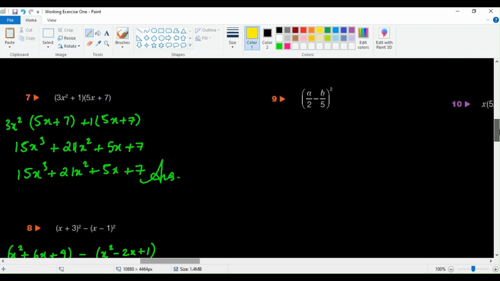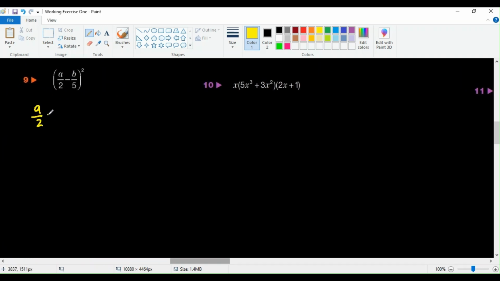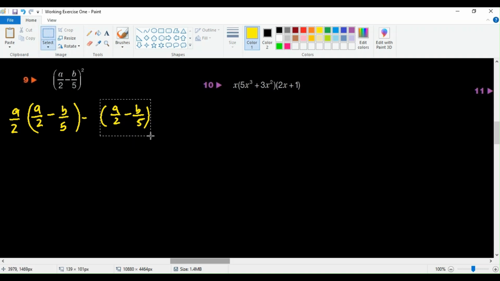Moving on to the next question, which is question number 9. In here, a over 2 minus b over 5 is going to be written two different times, like this. A over 2 minus b over 5. Two different times we have written. And it's going to be multiplied by a over 2 and, let's take a little space, and second part is minus b over 5.